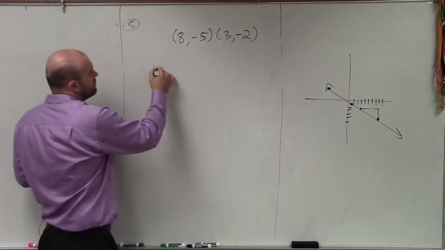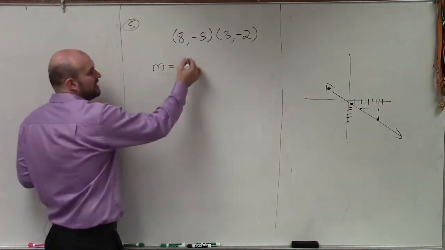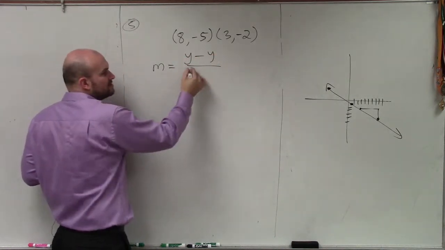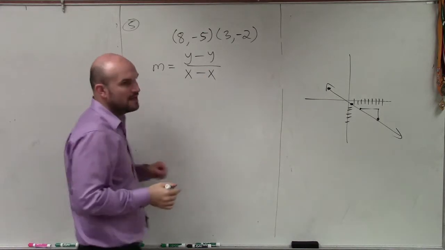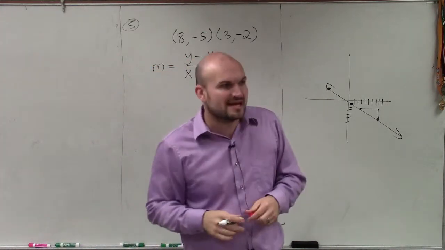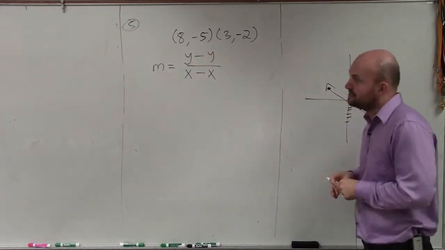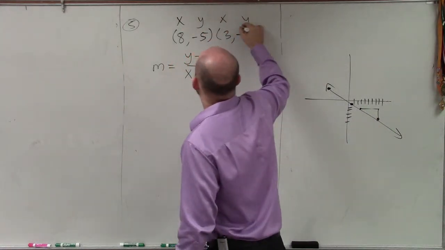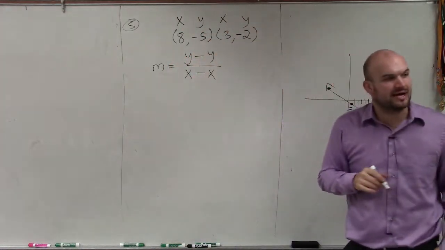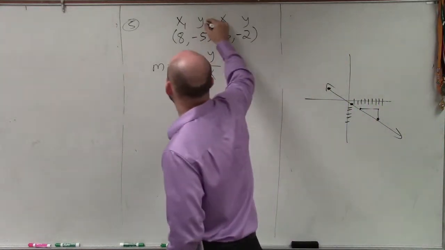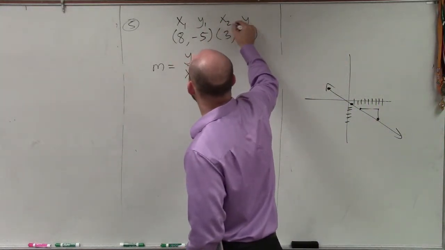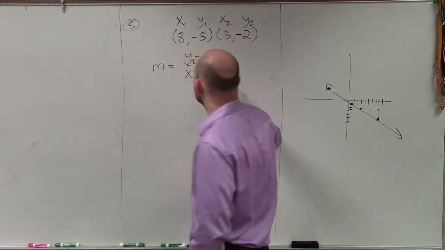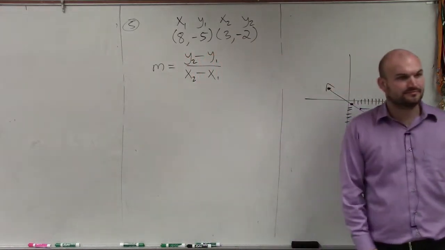And remember the slope formula: when we're talking about change, we're talking about subtracting. What is the change in the y values over the change in the x values? But that doesn't make much sense if I'm just doing y minus y and x minus x, because we have to differentiate between our x and our y variables. So I'll label my first point x1, y1, and my second point x2, y2. It doesn't matter which order you subtract as long as you're consistent.